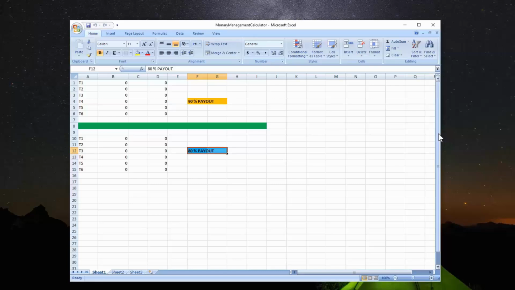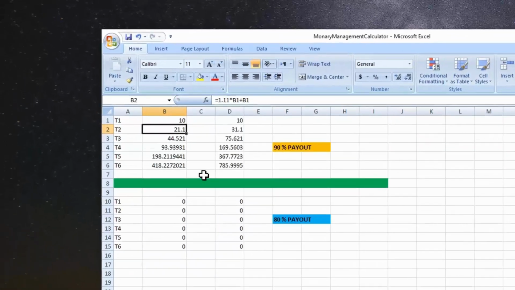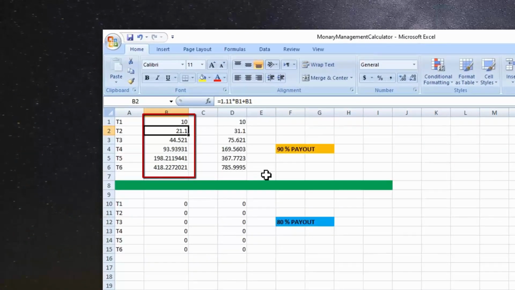When you open the file, you'll get all zeros as you can see here, and you need to put an initial trade amount that you desire or you want to start with. For example, if I want to start with $10, I will simply put $10 here for T1, which stands for trade 1. Then hit enter. Here we go. Now we have all the amounts that we can use for the 6 trades cycle.